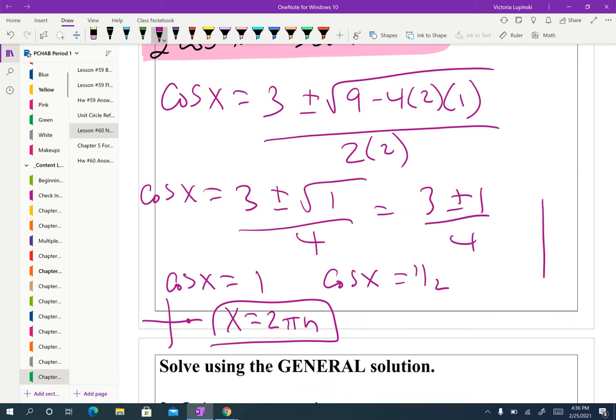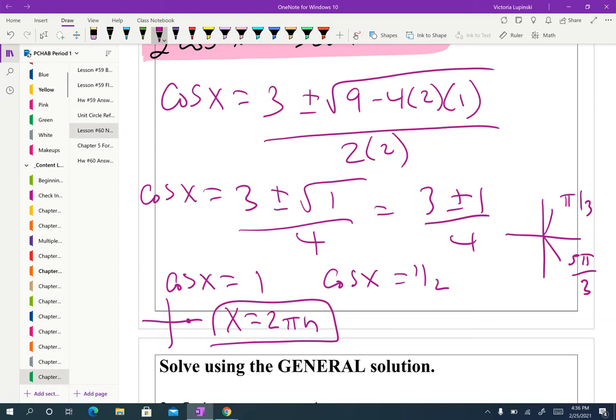Then the cosine equaling positive 1/2. Well, cosines are x values, so you're going to need quadrant 1 and quadrant 4. Then you have to make sure you have the correct family. So the family would be the pi over 3 family, and it would be 5 pi over 3 in quadrant 4. Again, notice how those two values are not spaced equally apart.